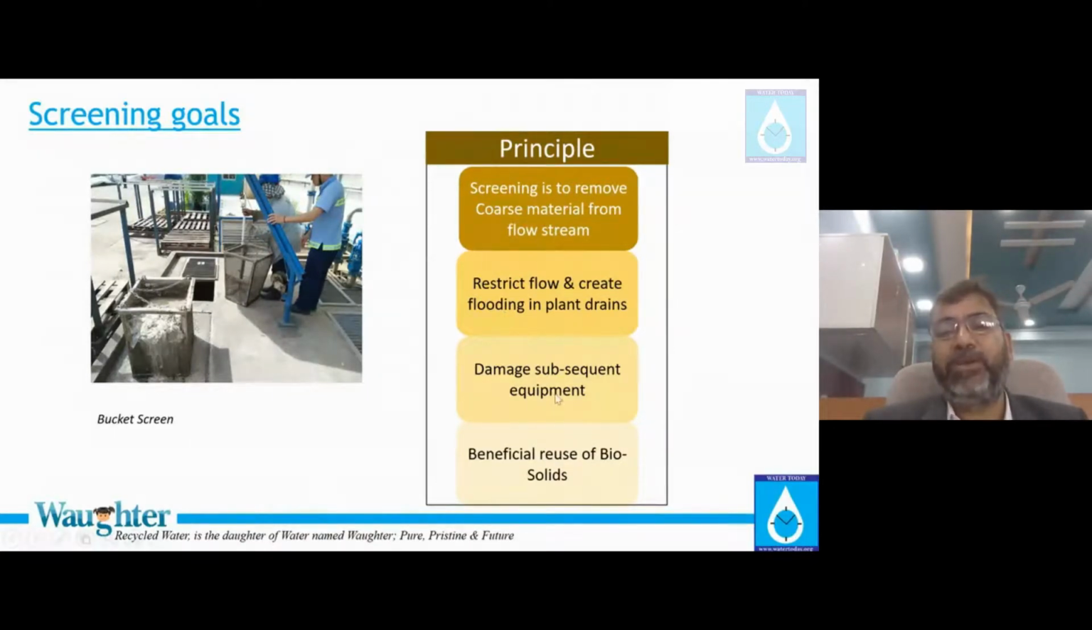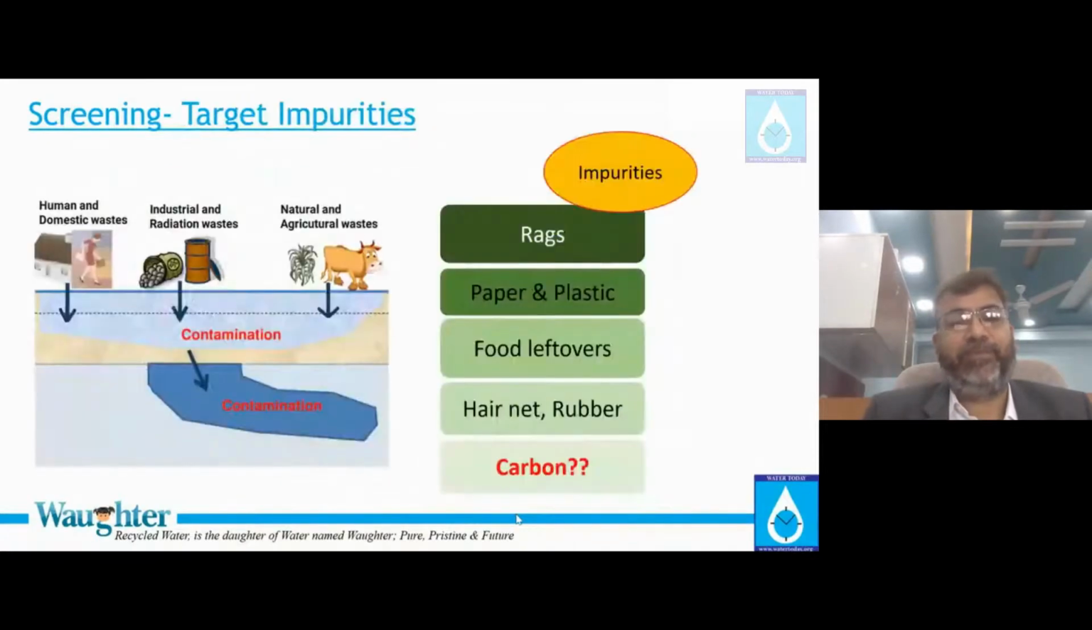And you have to avoid damage to subsequent equipment. If a larger particle, for example a very big particle, goes to a pump impeller, it may damage the pump. And sometimes you can have a beneficial use of biosolids. For example, if it is kitchen waste, the screen provides a very good opportunity to screen out things like rice left over in the thali and some vegetables, boiled potatoes and everything. Anything can come, and a proper screen can be designed there.